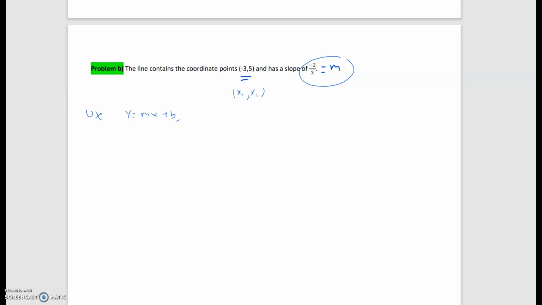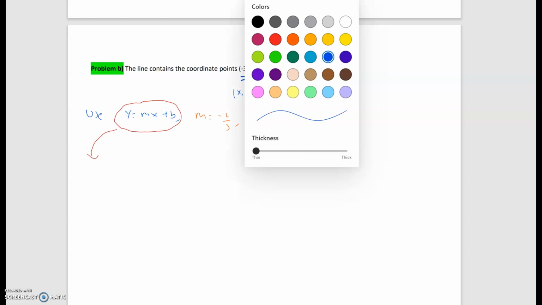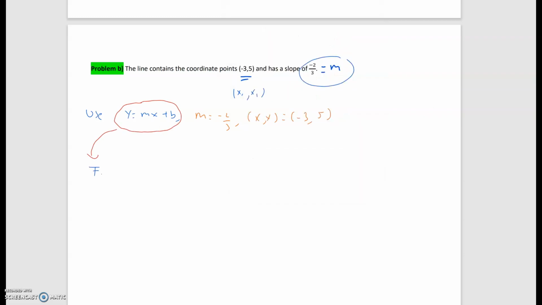Now, here's the problem if you approach the problem this way. You already have the value of m, and this is negative 2/3. And you could use that formula to find b, because you technically have a coordinate point which happens to be negative 3 comma 5. So we could plug it into the formula to find b, which happens to be the y-intercept. Unless you're given the y-intercept, then you would be done. But in this case, your y value is going to be 5.